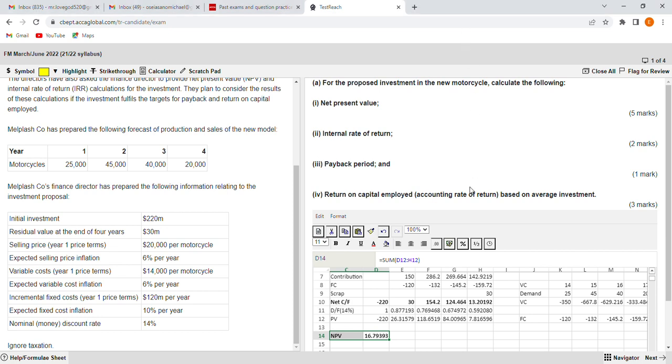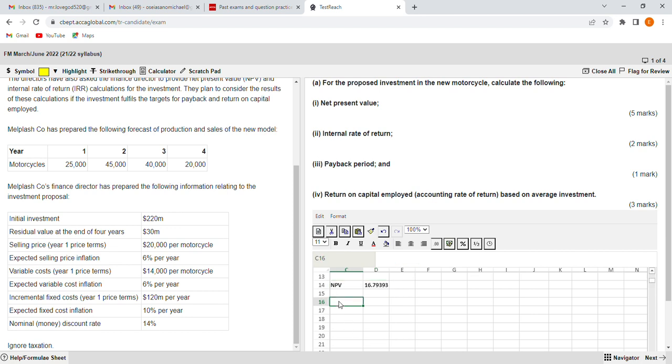Now they are telling us to calculate our internal rate of return. Our internal rate of return, which is very, very simple. Very, very simple. And you know why it is simple? You come here, B, or let's say II.